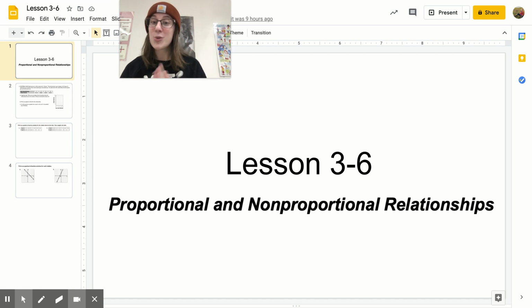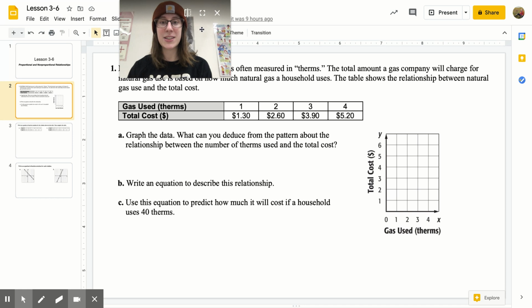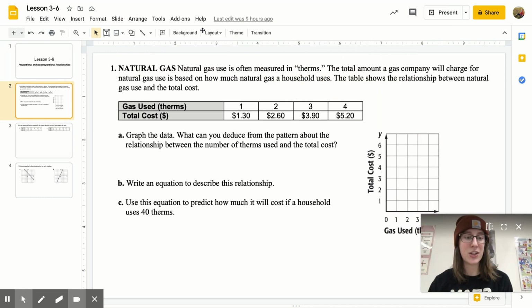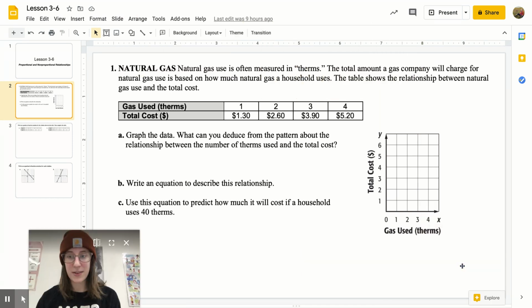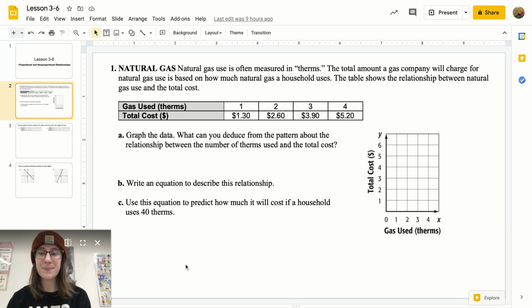Anyways, short lesson, should be pretty straightforward. I like this lesson as well because it's more story problems, application problems type of thing. So I'm going to jump right into it. This is in your study guide and intervention worksheet. I'm going to move myself over maybe here.